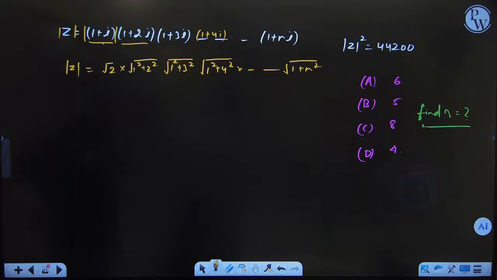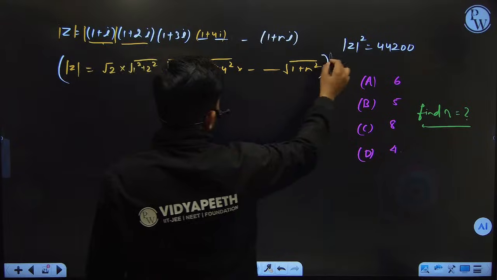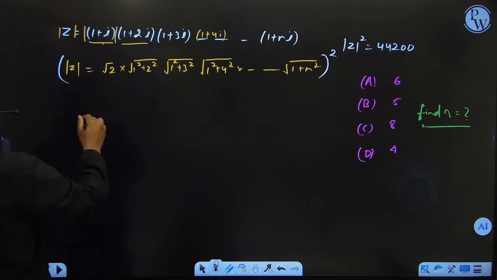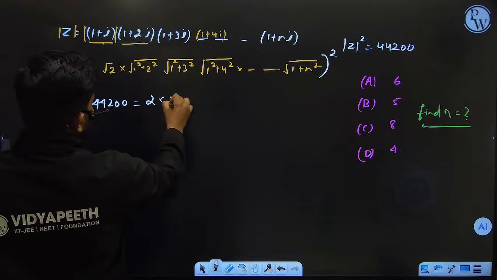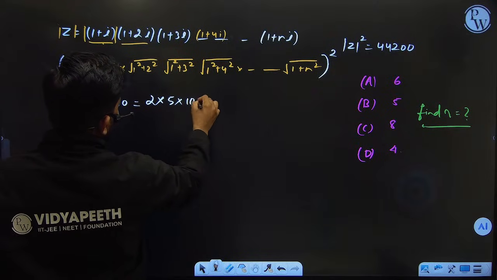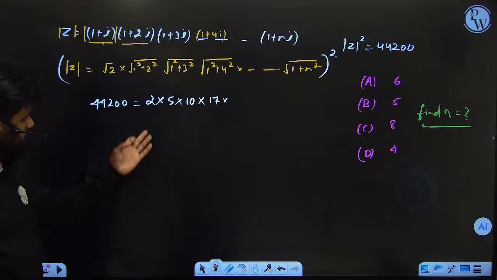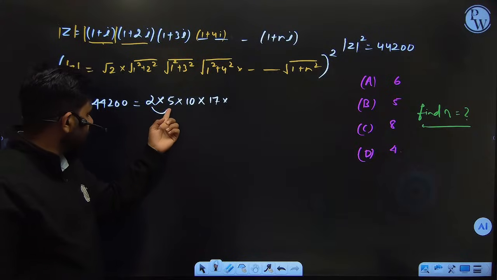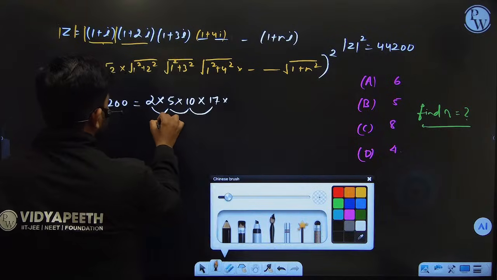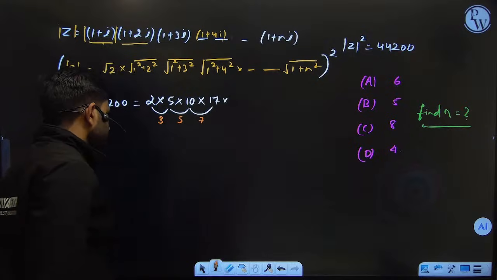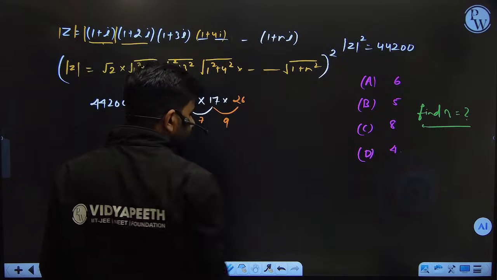Now if I square both the sides, this will become mod z square, and mod z square is 44200. This will be 2, 5, then we have 10, then we have 17. Now if you notice the pattern, there is a difference of 3, then a difference of 5, then a difference of 7. So every time the difference is increasing by 2. The next difference will be 9, so the next number will be 26.